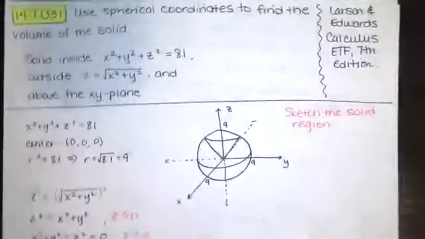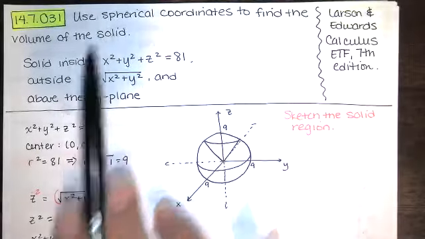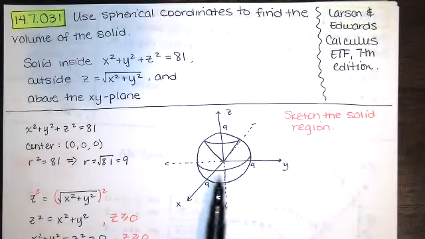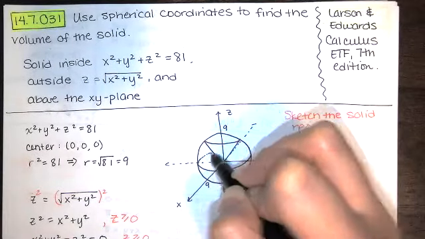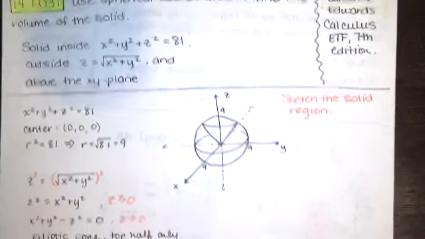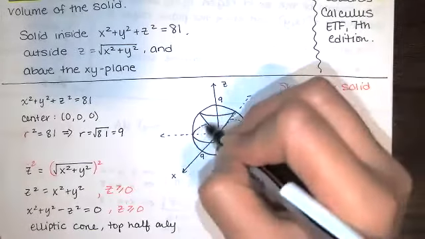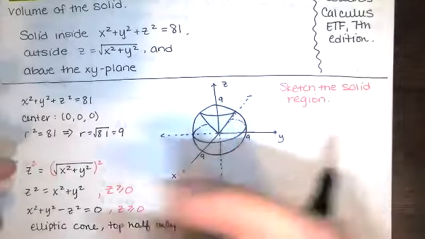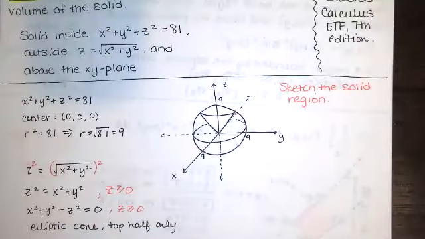Okay, now we're talking about a solid region. We want to use spherical coordinates to find the volume of the solid inside the sphere, but outside this cone and above the xy plane. So keep that in mind. We actually don't want the bottom half of the sphere at all. We don't want anything inside the cone, but we want everything outside the cone. It's like we took the sphere and then we took that cone and we cut out the cone.